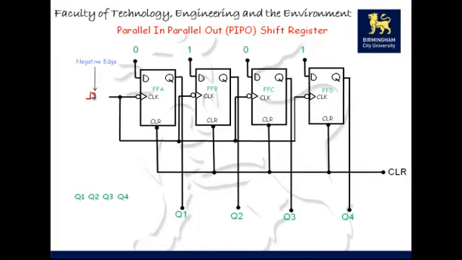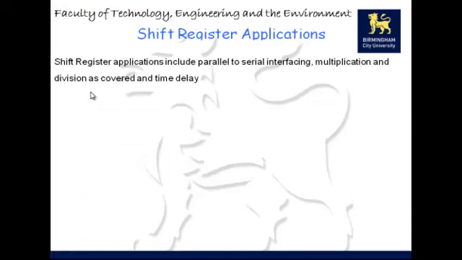Just as the same example as I gave before with a block diagram, this is just a simple register which allows us to store bits and retrieve the bits when we want them as well. Right, so that's that. Now, shift register applications. Shift register applications include parallel serial interfacing, multiplication and division, and also time delay.